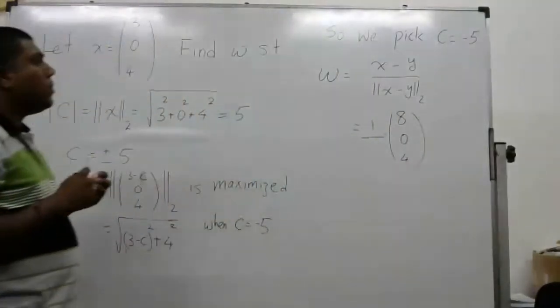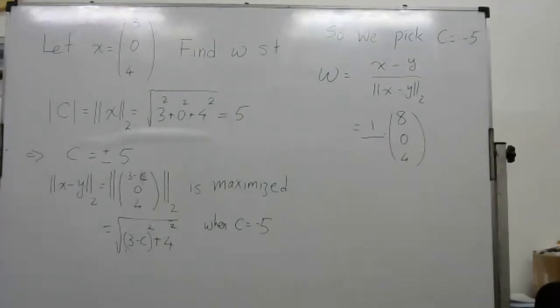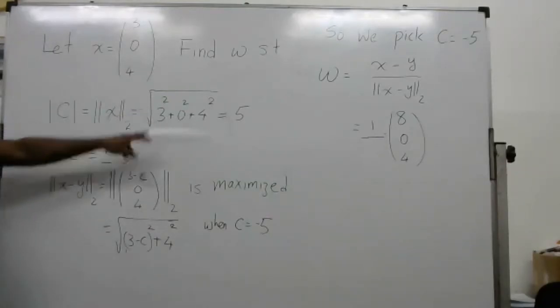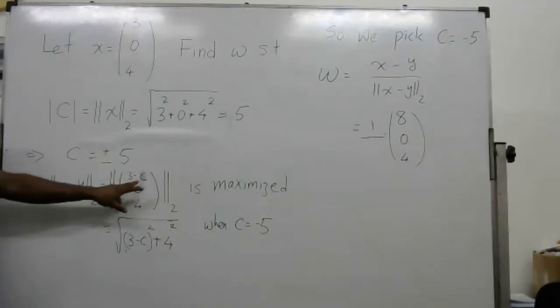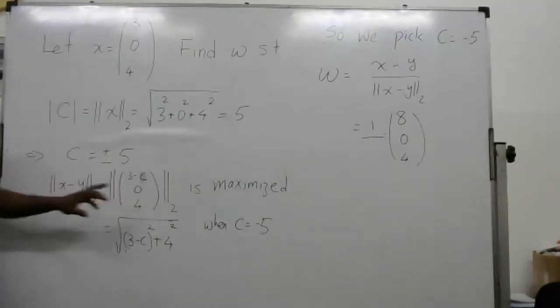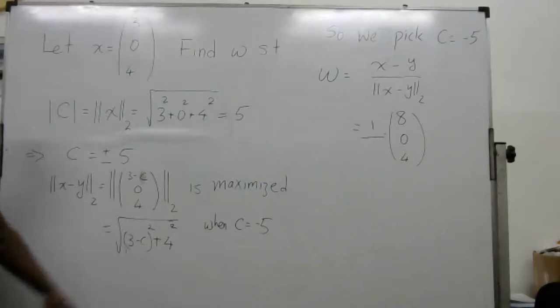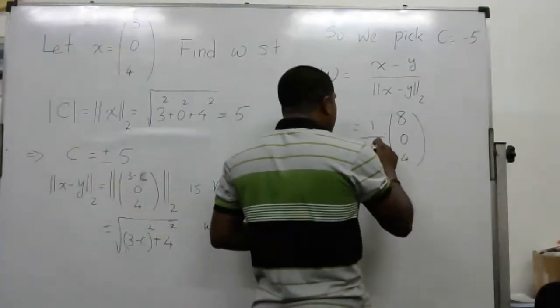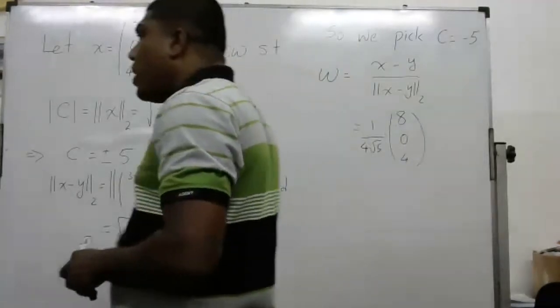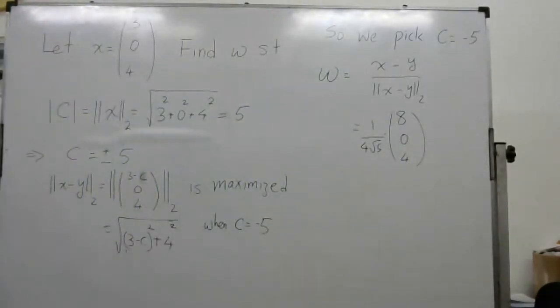So omega is 1 upon the 2-norm of x minus y times x minus y. So x minus y is this, right? 3 minus minus 5 is 8, and the vector is 8, 0, 4. Now you get 8 squared plus 4 squared. When you factor out 4 squared, you get 4 plus 1, so the norm is 4 square root of 5.